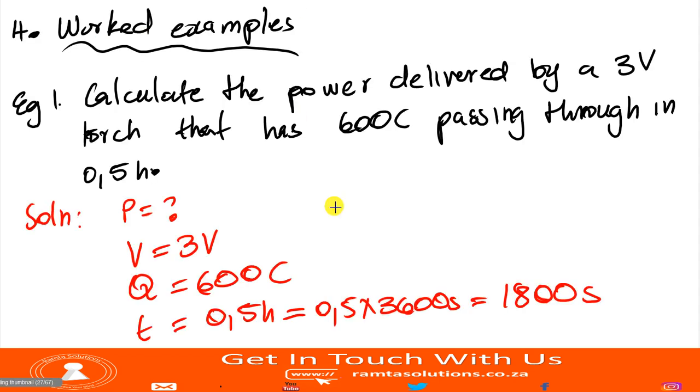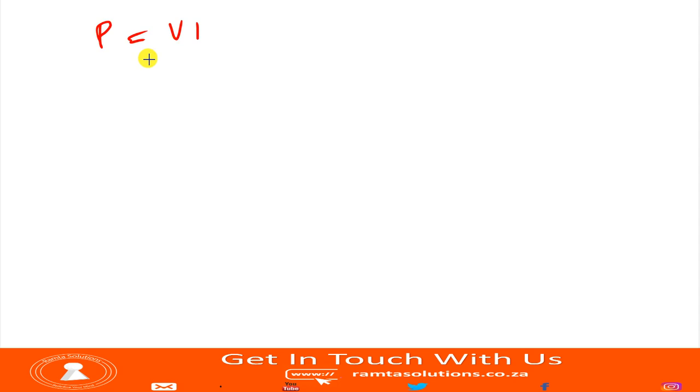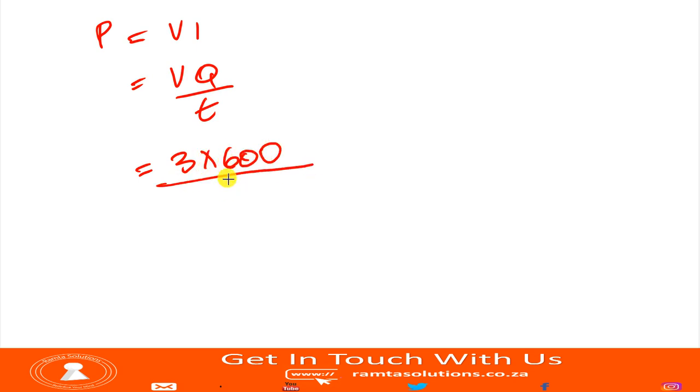Perfect. So we have power equals VI. If you like, you can say power equals Q over T. That's okay, we can proceed in that manner. So this is 3 times 600 over 1,800. This is 1 watt.